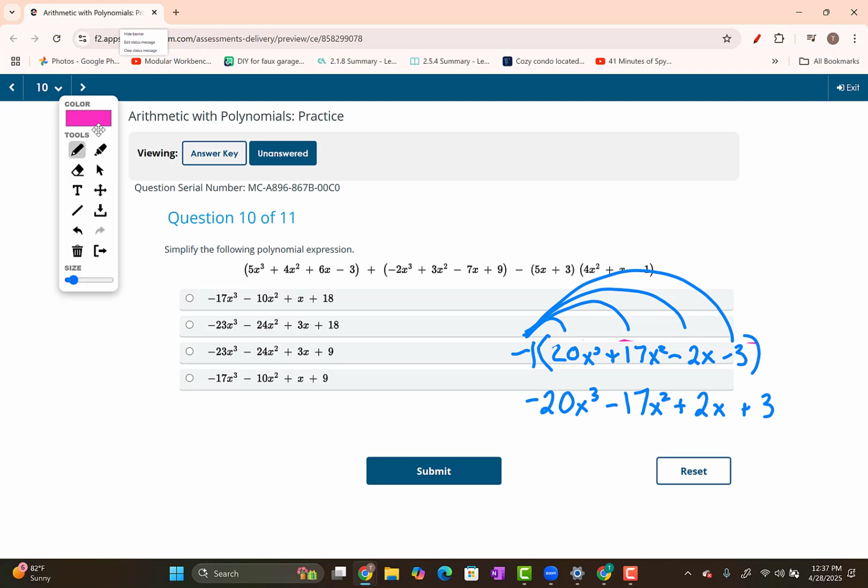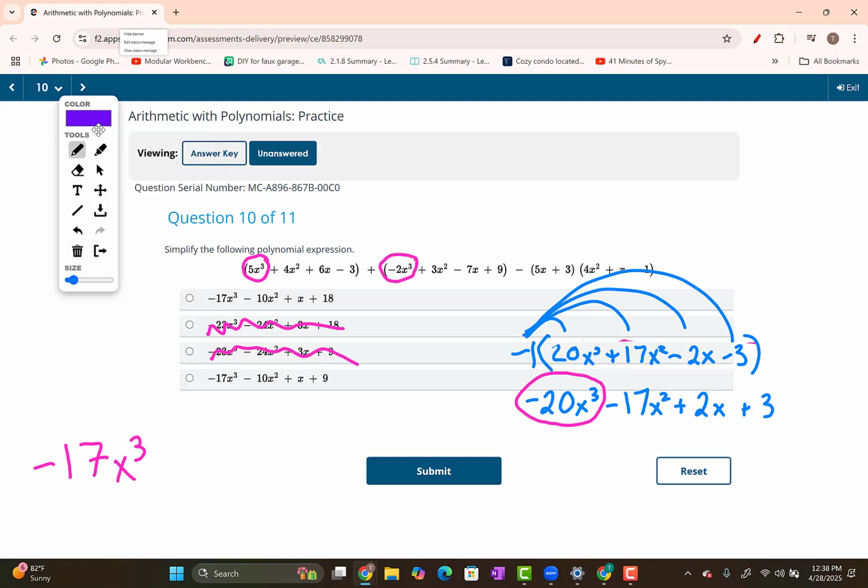So let's start with 5x to the third. I can add it with negative 2x to the third and with negative 20x to the third. So what is 5 minus 2 minus 20? That should be negative 17. So we know it's not this. We know it's not this.